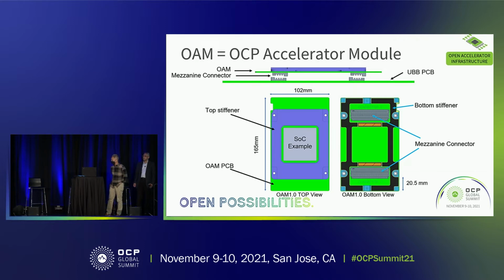Physically, it's 165 millimeters by 102 millimeters. And Song mentioned that the size is increasing a little bit in OAM 2.0. But generally, this is the form factor. The SoC is on top with both a stiffener on top and bottom and two mezzanine connectors. And as you can see at the top, there's a UBB, and the Z height difference between the OAM module and the UBB connector is 5 millimeters.